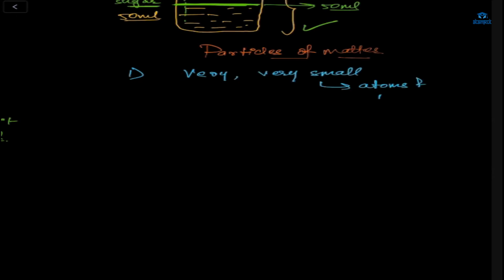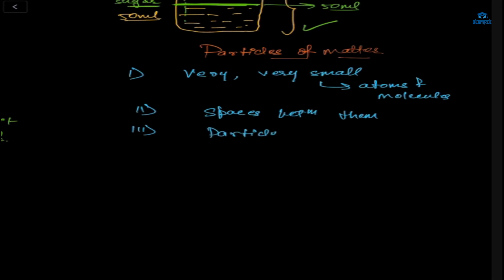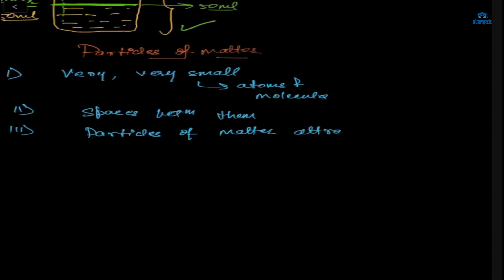Ma'am, you said that particles have spaces between them. But in some states of matter, like solids, there are no spaces at all, right? They do have spaces between them, but it's very little, very small. And particles of matter attract each other and are constantly moving. That is why compression of a solid is possible, but it is very hard. Yes, exactly. And the fourth point is that they are constantly moving. Got it? Any confusion till now?